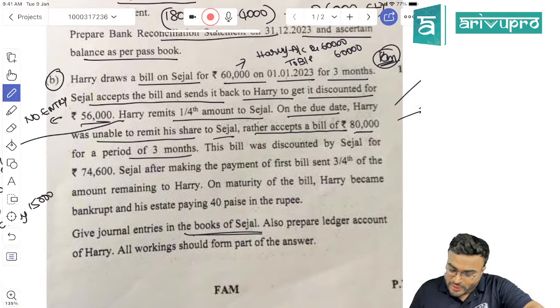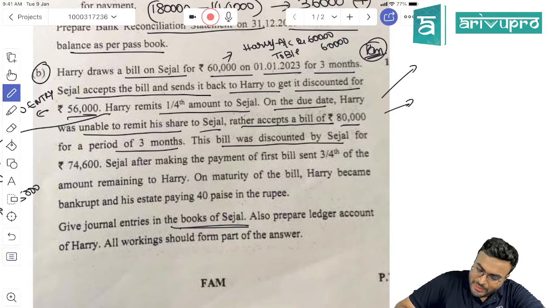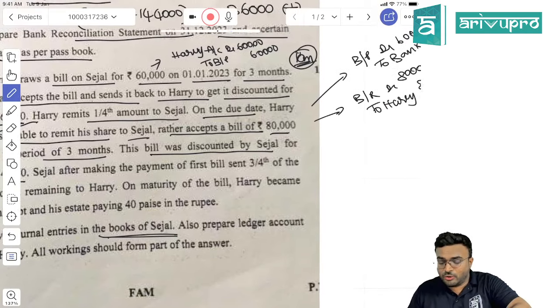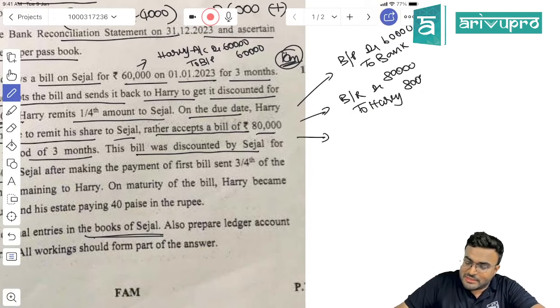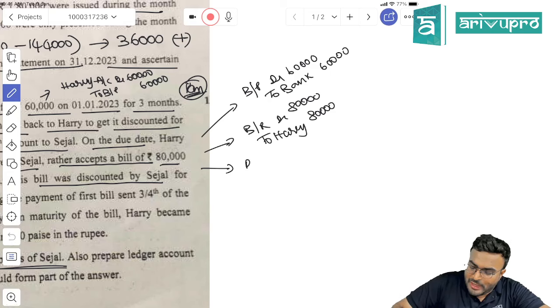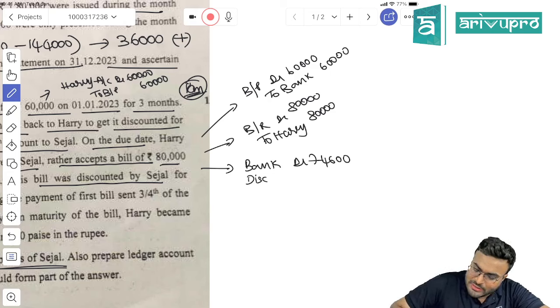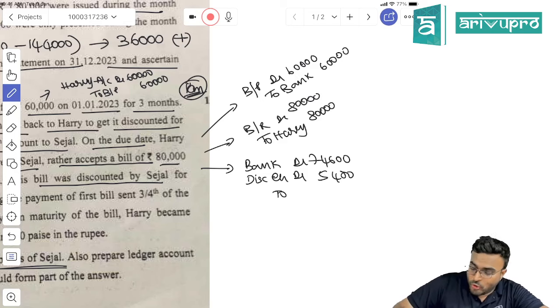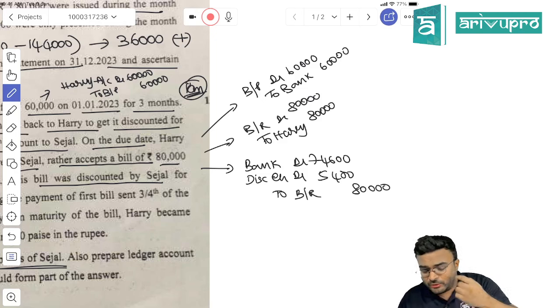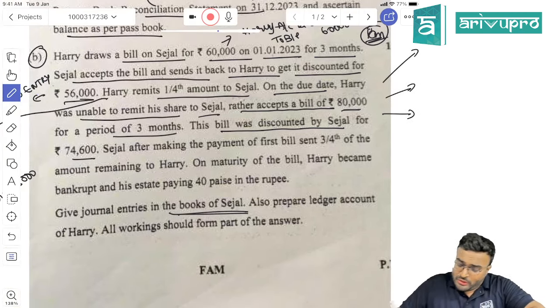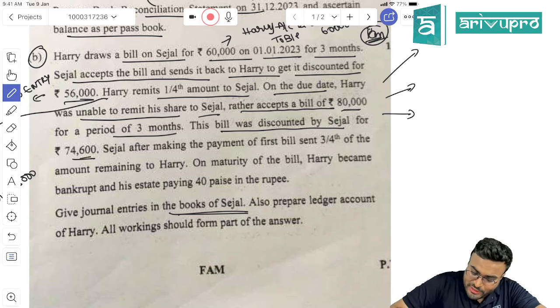Okay, next what is going to happen? This bill was discounted by Sagel for 74,600. Who has discounted this bill? Sagel has discounted this bill. So here what will happen? Sagel is getting money. Bank account debited 74,600 and discounting charges debited 5,400 to bills receivable 80,000. Bills receivable is gone, and I have discounted and I have received the money.